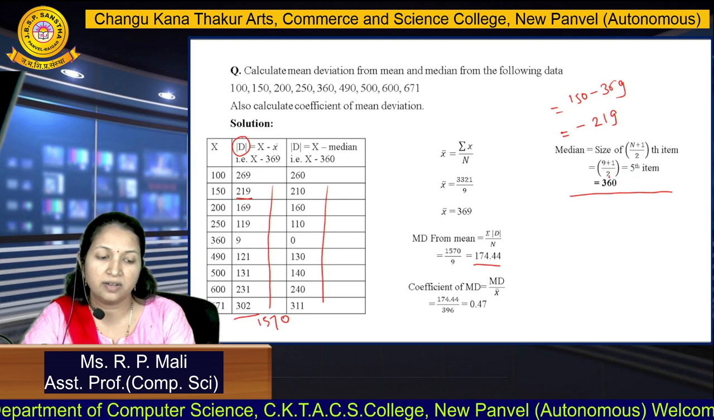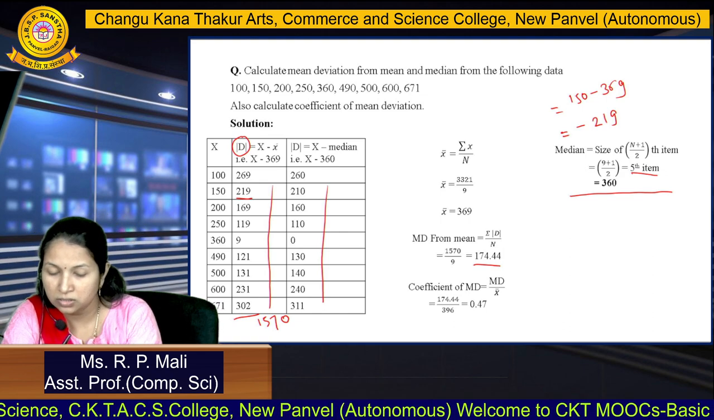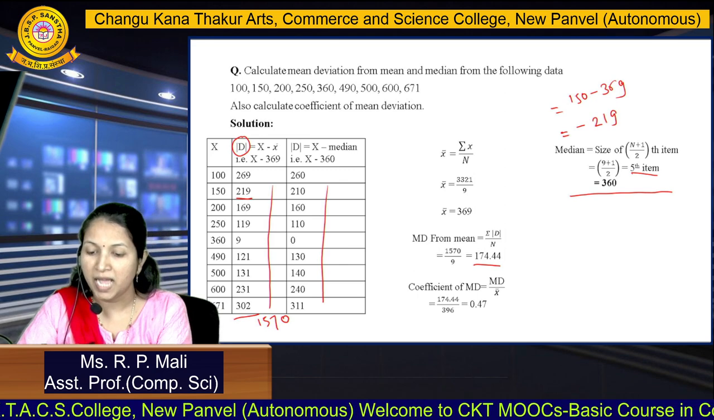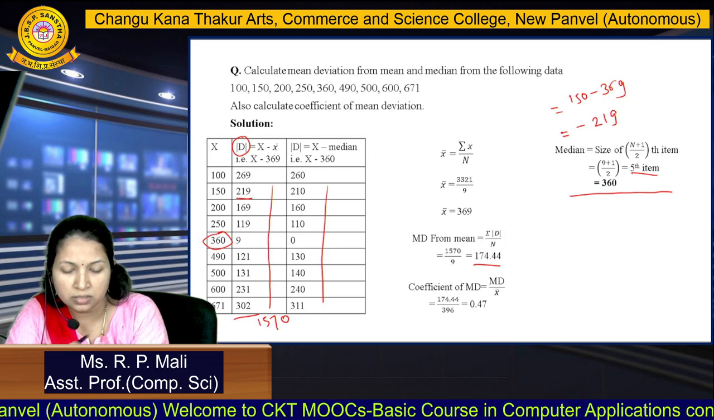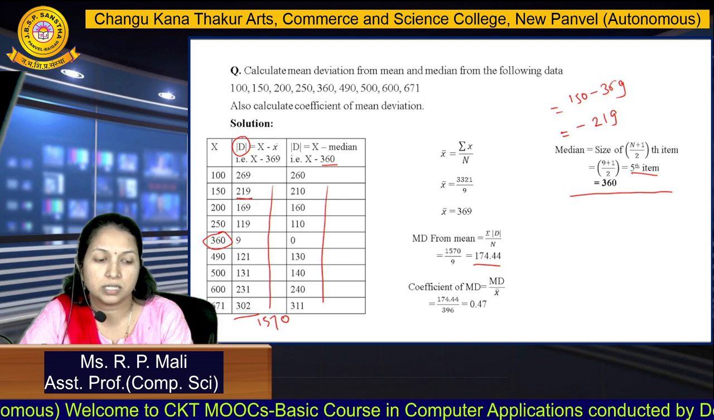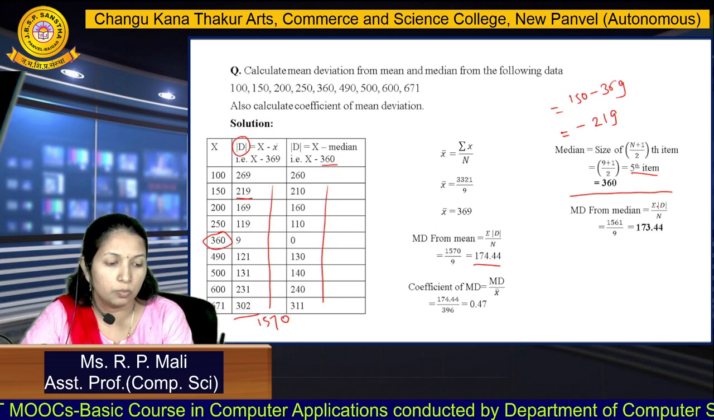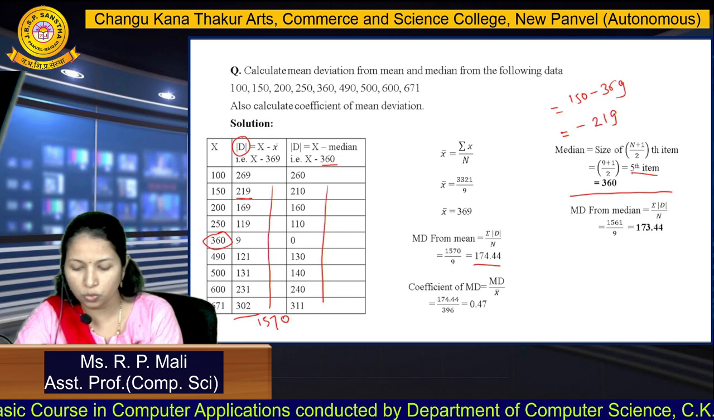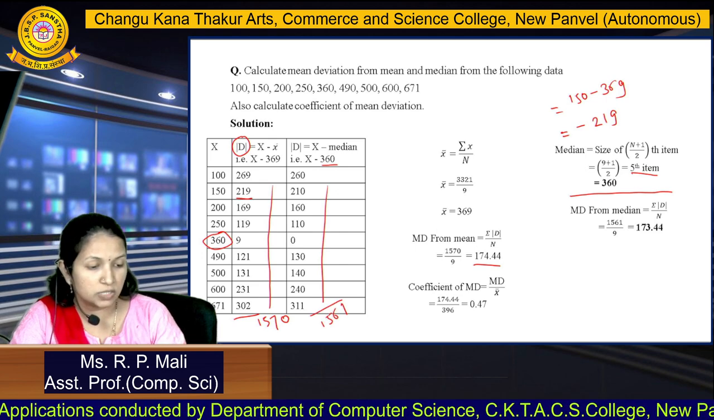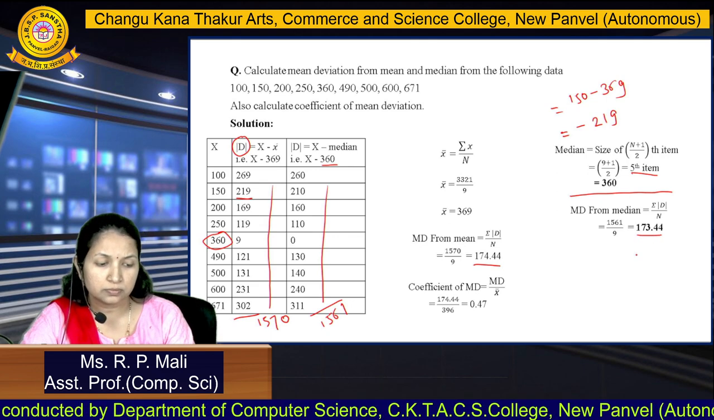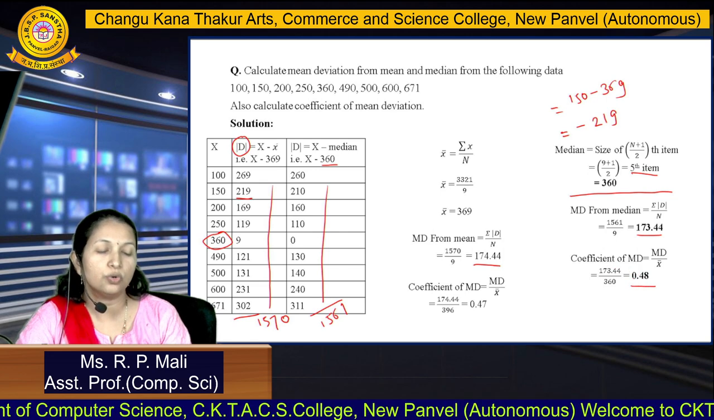9 plus 1 is 10, 10 divided by 2 is 5, so the fifth item. Where do we find this fifth item? Over here, where this data is arranged. For the median, first we arrange the data. As this data is already arranged, the fifth item is 360. That's why your median is 360. After that, we use the same formula, summation of mod d divided by n. The summation of this column is 1561. 1561 divided by 9 gives 173.44.